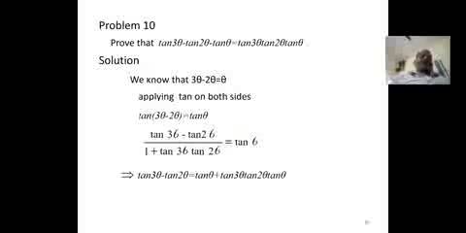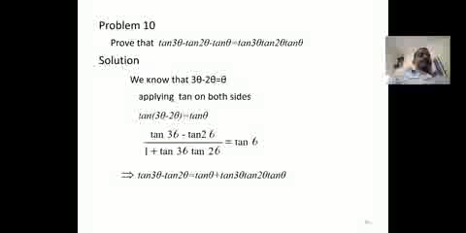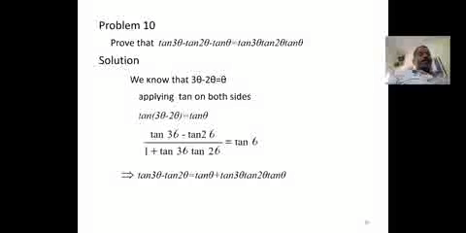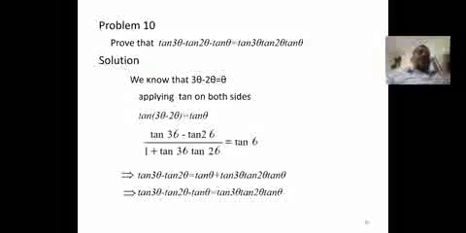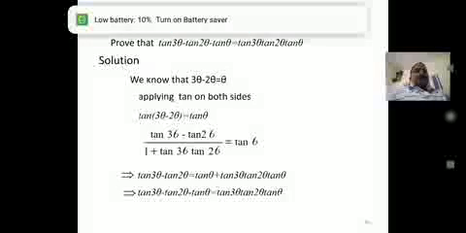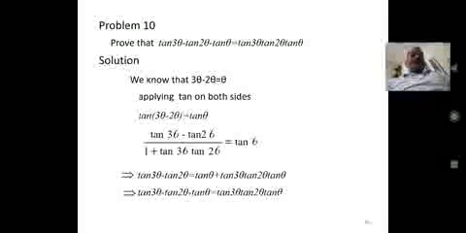By cross multiplying, tan 3 theta minus tan 2 theta equal to tan theta into 1 plus tan 3 theta tan 2 theta. That is tan theta plus tan 3 theta into tan 2 theta into tan theta. This first term of the right hand side, tan theta, take to the left hand side. Then we'll get the required result. That result is tan 3 theta minus tan 2 theta minus tan theta equal to tan 3 theta tan 2 theta tan theta.